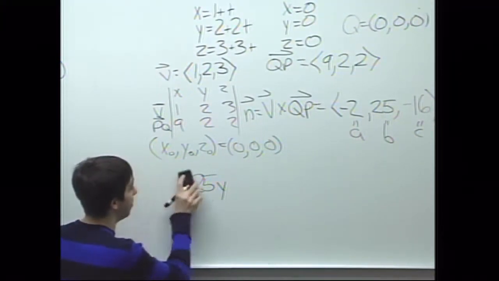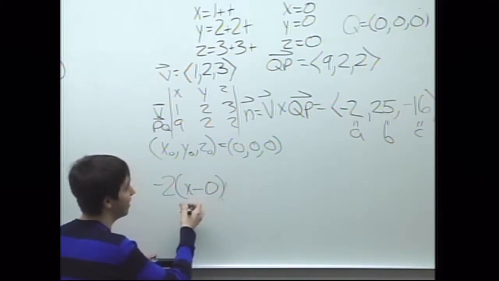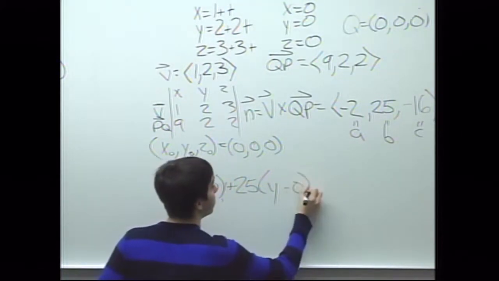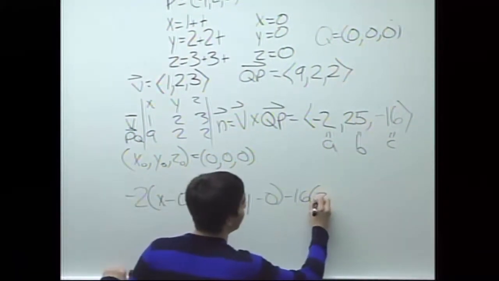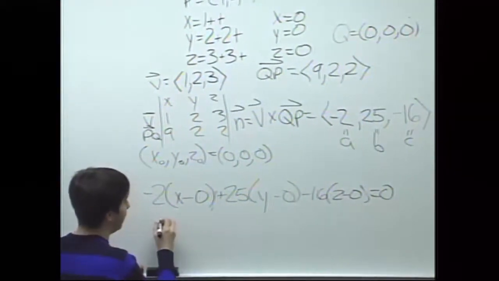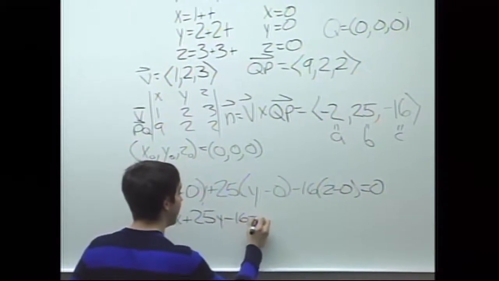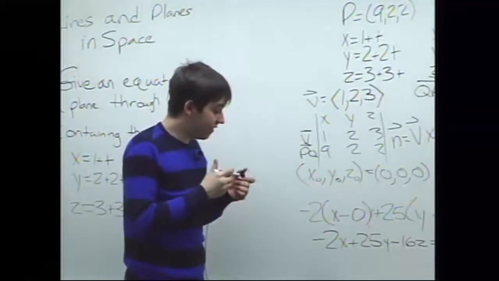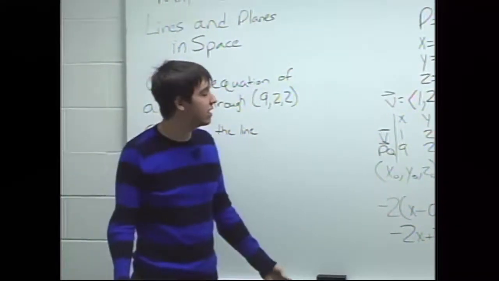let me rewrite this really quick. Negative 2 times (x minus 0), plus 25 times (y minus 0), minus 16 times (z minus 0), is equal to 0. You can eliminate the minus zeros, so negative 2x plus 25y minus 16z is equal to 0. And that is how you find the equation of a plane given a point and a line that the plane needs to contain.